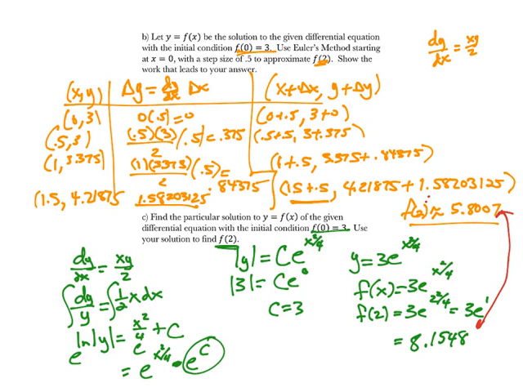Okay, so they're far apart, but if I were to find f of 0.5, which was closer to 0, which was the given point, I'd get 3e to the 0.5 squared over 4, which is 3.1934, and the Euler approximation at 0.5 we saw was 3, so that's a much better approximation.